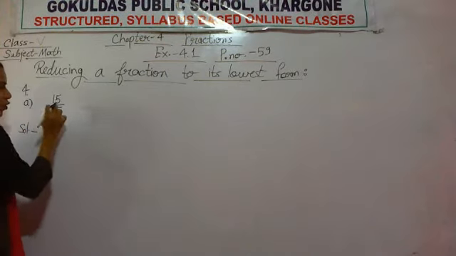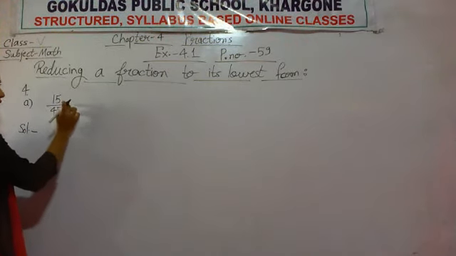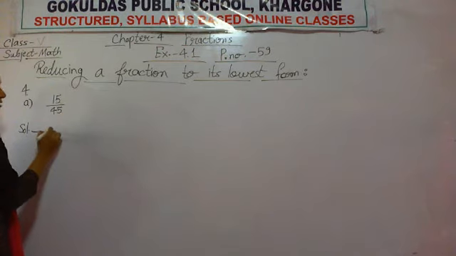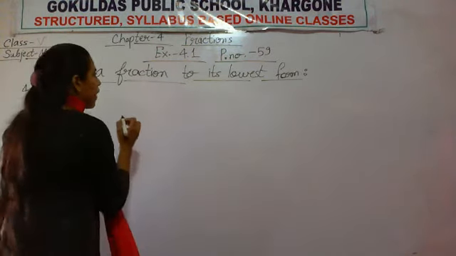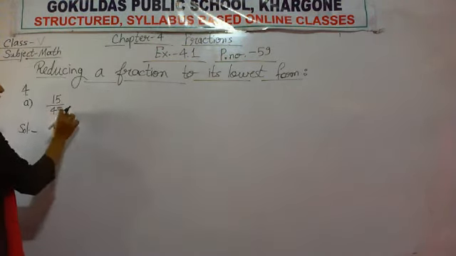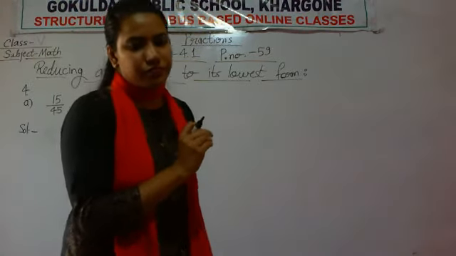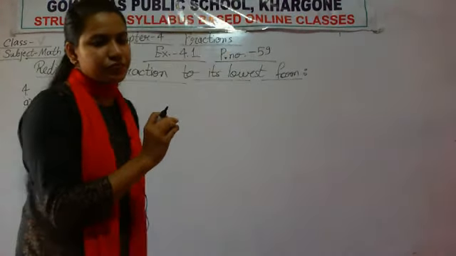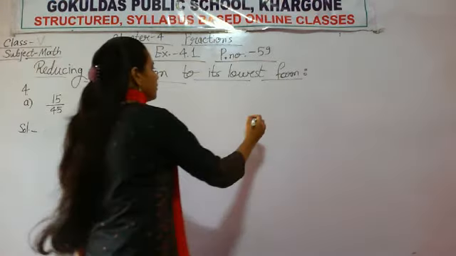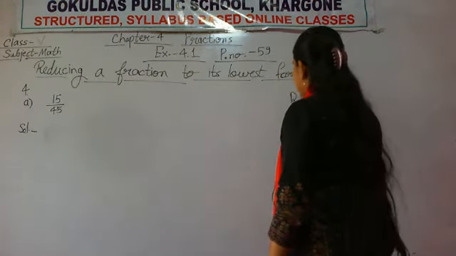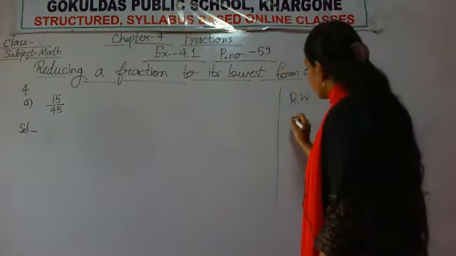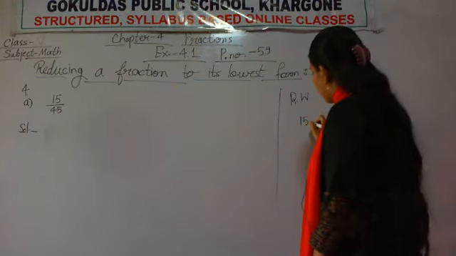Step 1 is find the HCF of both the numbers. HCF means highest common factor, right? I am writing the factors. In rough work, you will find the HCF of both the numbers.